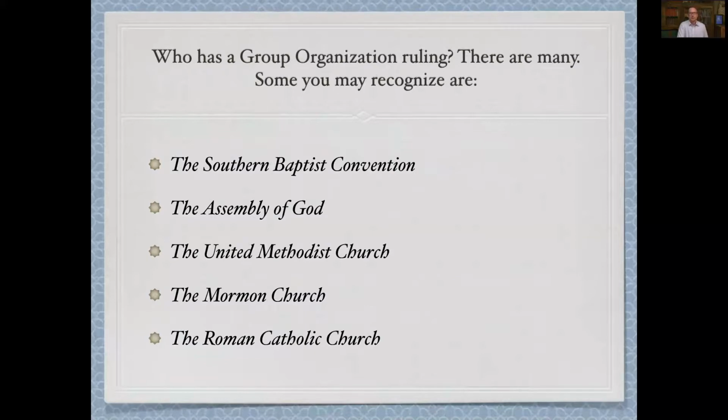Who else has a group organization ruling, or who else has that type of umbrella 501c3? You may have seen many of them: the Southern Baptist Convention, Assembly of God, United Methodist Church, Mormon Church. The IRS sees them all the same way, and what they do is one filing a year for all of their affiliates. The difference between those groups and us is that if you join the Southern Baptist Convention, they're going to give you a set of rules and guidelines that you have to operate by so that you look like them and act like them.